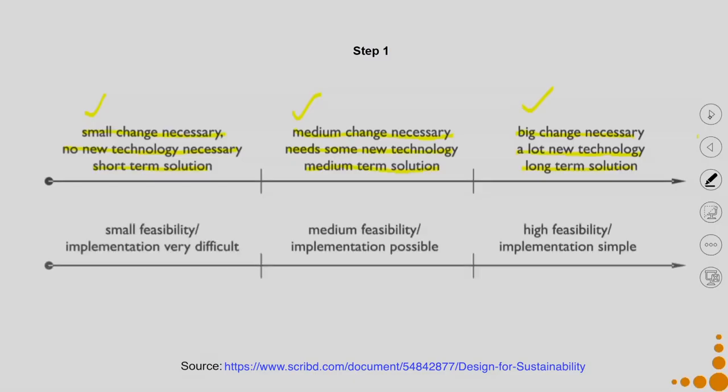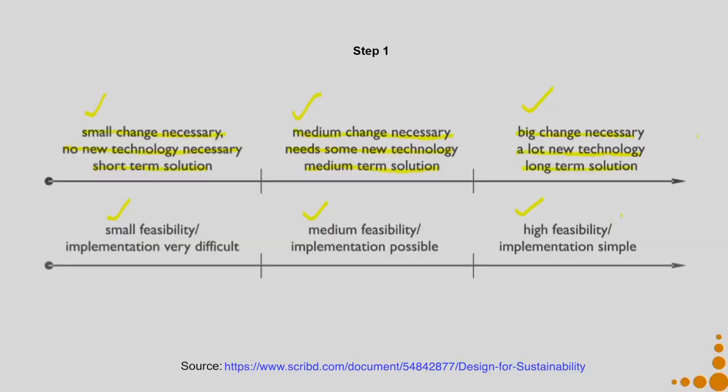The second check is about feasibility: small feasibility, that is, implementation is very difficult; medium feasibility, or implementation is possible; high feasibility, or implementation is simple. So I will check where my solution lies on these two scales. Say, for example, I have a solution with very high feasibility because implementation is simple. It might mean it requires no new technology, or it requires some new technology that is easy to develop. It might also imply that a small change or a medium level change is necessary. Then I can say that particular idea has high feasibility and the implementation is simple.